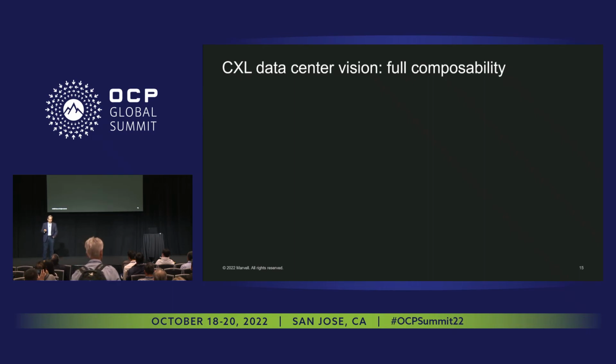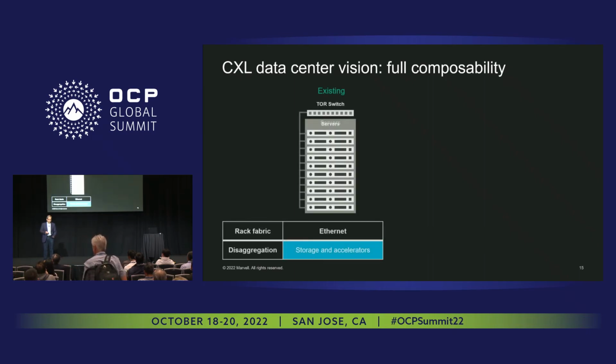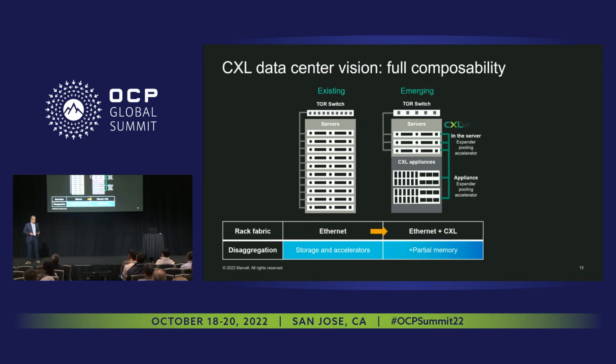Next, let's talk about the overall vision. Today we have shared nothing servers that are connected by Ethernet, and this has done a good job for quite a while, but with CXL we can improve upon it by extending the resources used by a server out into an appliance, whether that be for extended memory or additional resources such as accelerators or even I/O devices. We can improve the overall capability.